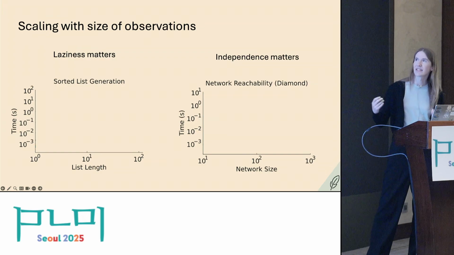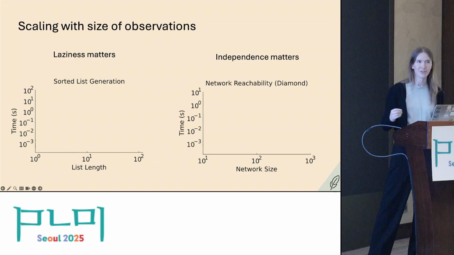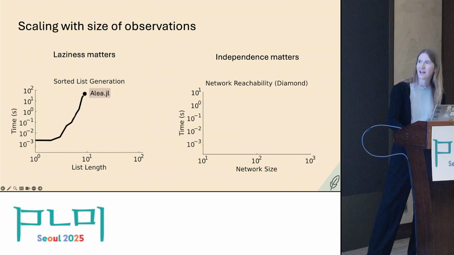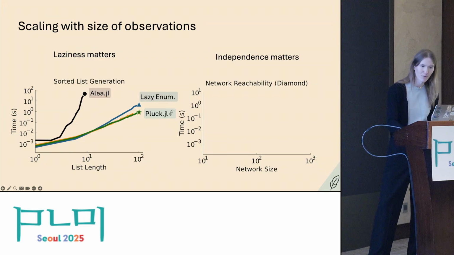Let's look at how we scale with respect to the size of the observations. First, we find that there are some regimes where laziness is really key to scaling. So on this log-log plot of time versus input size, Alia scales exponentially, while Pluck and lazy enumeration scale polynomially.